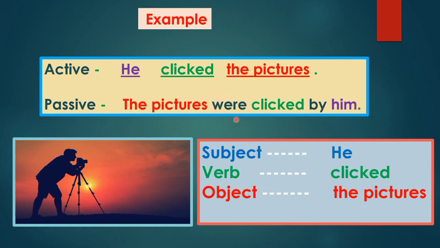Were is a helping verb used here because pictures are plural. Clicked, the third form of the verb. By, according to the rule. And then he, which is converted into him here. So the sentence he clicked the pictures is finally converted into the pictures were clicked by him.